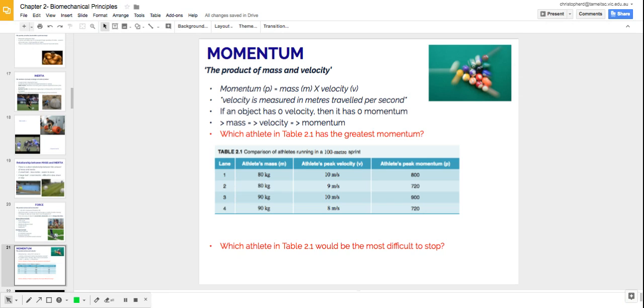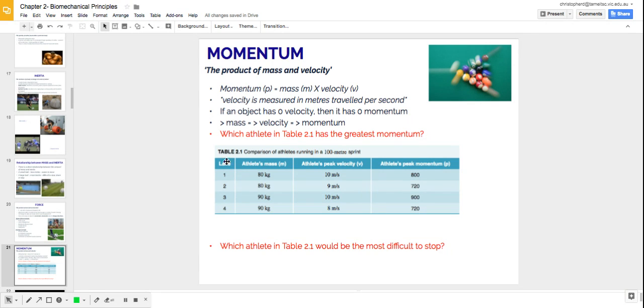When we look at momentum, that is the product of mass and velocity. We write momentum as P, so P equals mv. Velocity is measured in meters traveled per second, and we look at that a little bit later on. But essentially, if an object has zero velocity, then it has zero momentum. The greater the mass and the greater the velocity, the greater the momentum. So if you think about something that is heavy, it's going to have greater momentum.